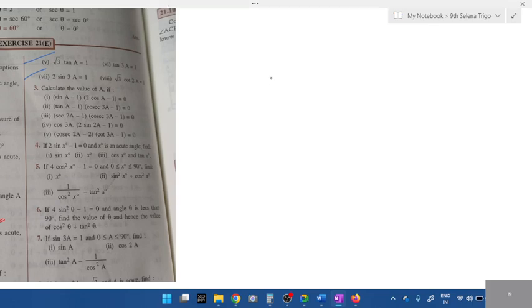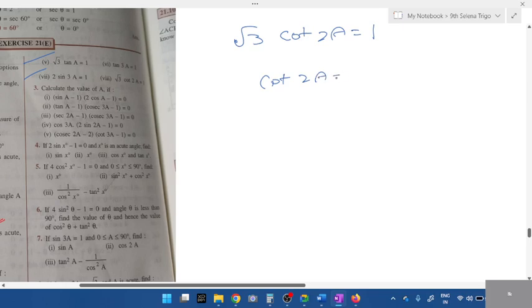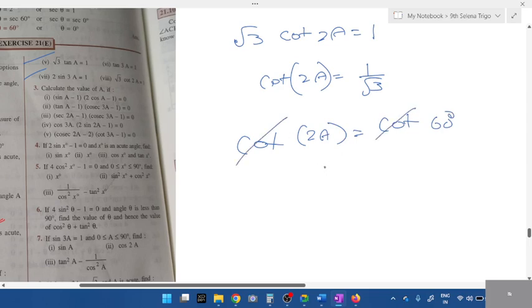Next question, the eighth one. Root 3 cot 2A is equal to 1. We'll keep cot 2A, so we have to divide 1 by root 3. I'll take this in bracket. Cot of what gives 1 by root 3, students? Yes, in place of 1 by root 3, cot 60. Compare both, cot gets cancelled. 2A is equal to 60, A is equal to 30 degrees.